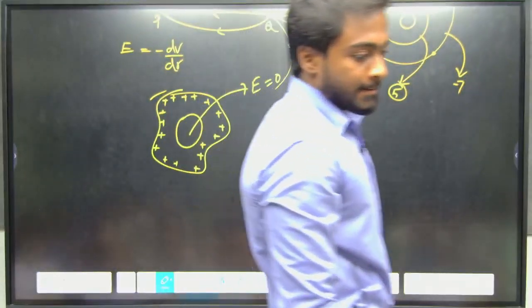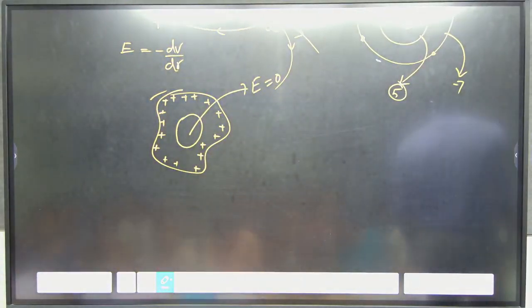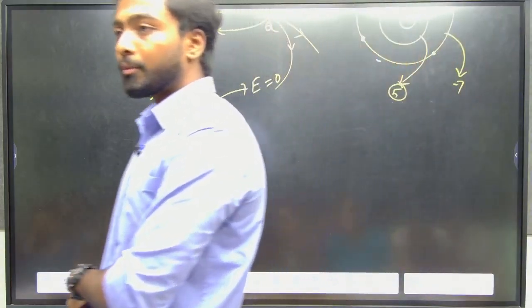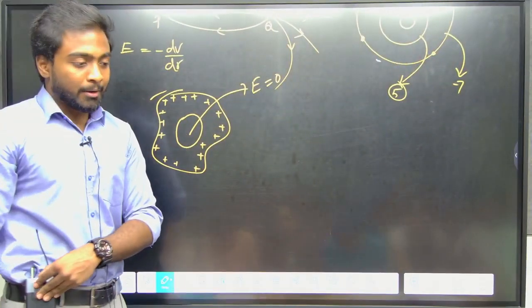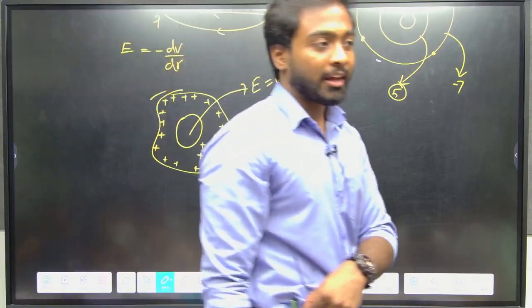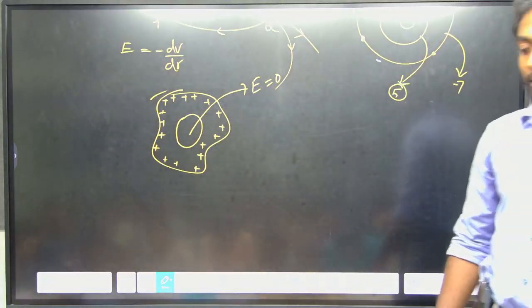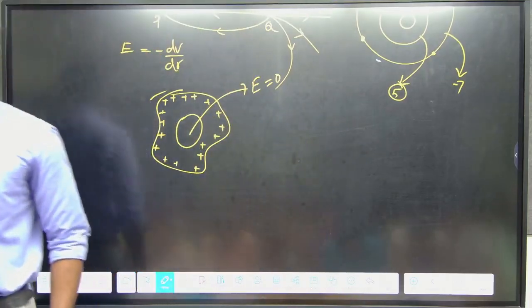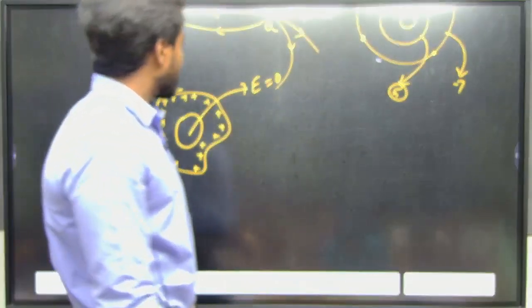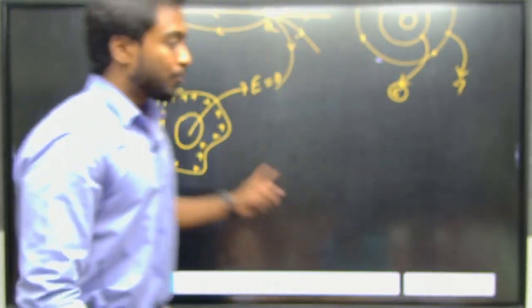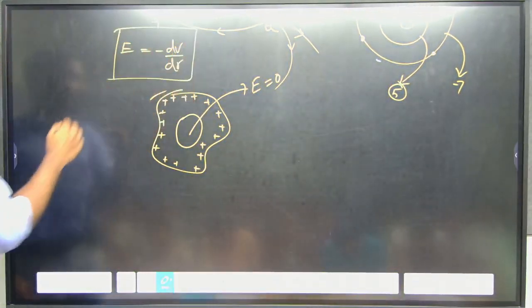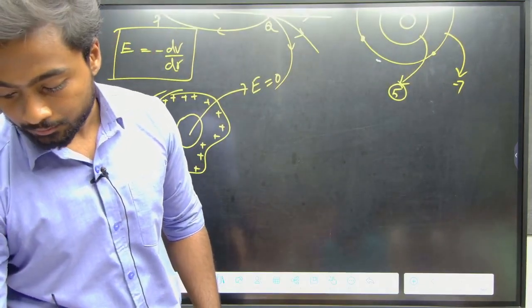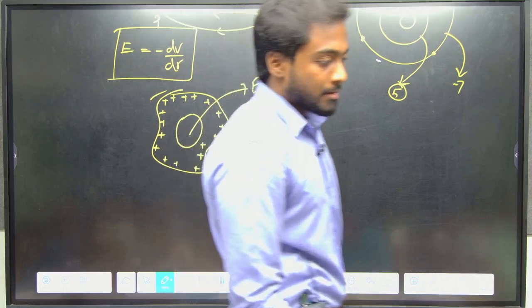Okay, write down the next heading. Okay, last topic. I'll complete this and we'll wind up. Relation between electric field intensity and potential. So the formula is E is equal to minus dV by dr. Okay.